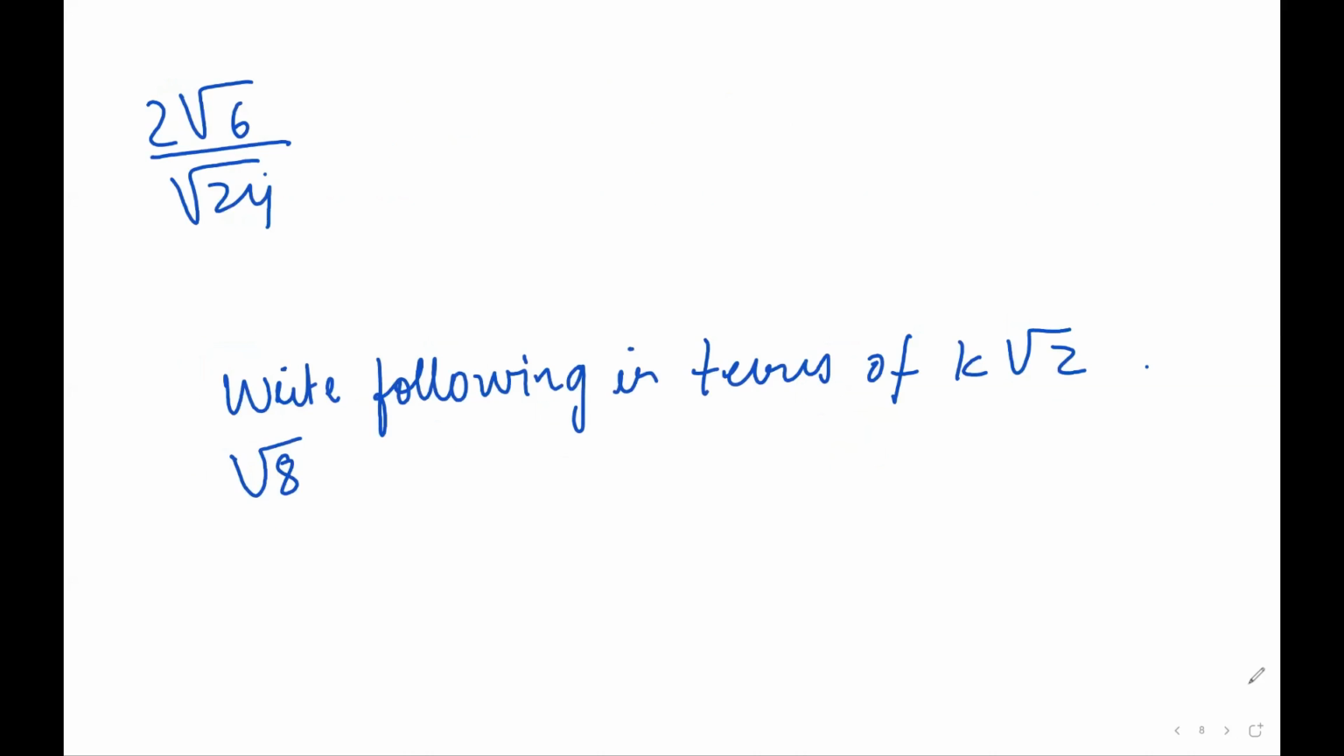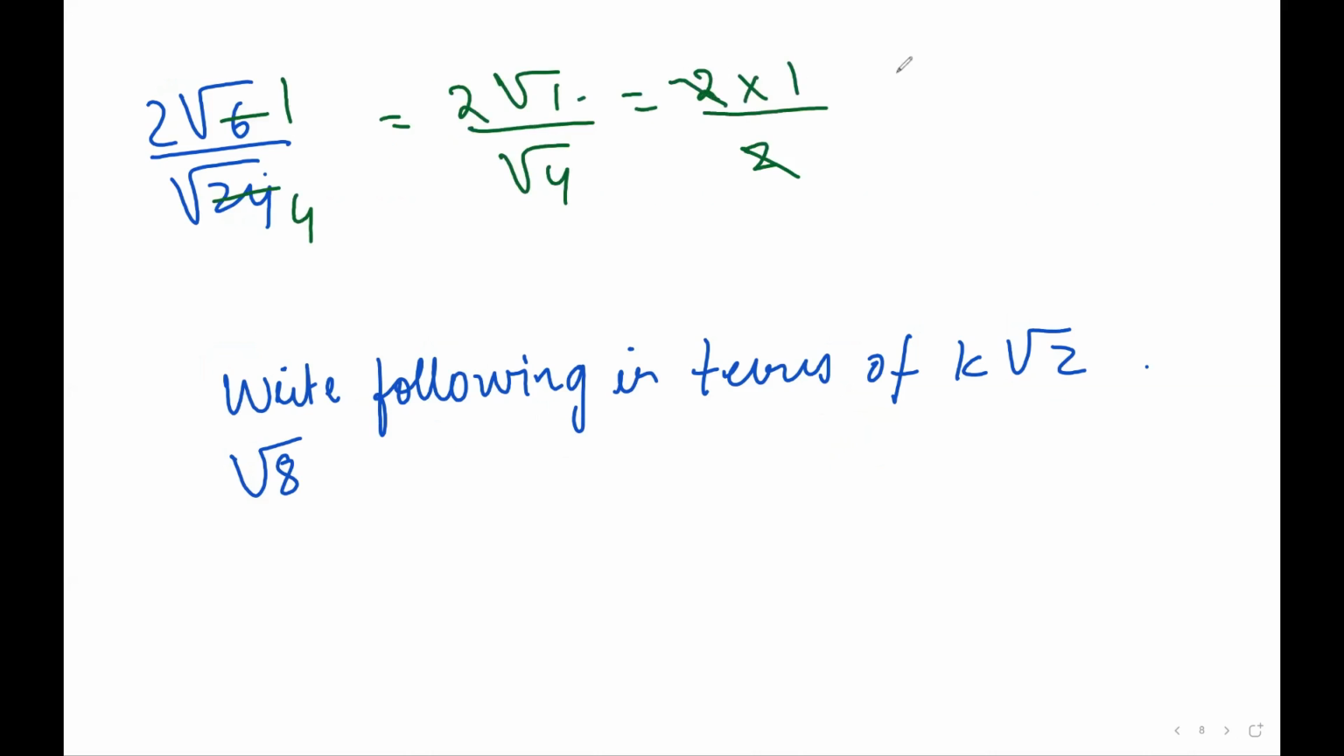Here also it is very simple. What will you be doing? You will first reduce this, 6 4s are 24. So 2 root 1, here root of 4. Root of 1 is 1, root of 4 is 2, 2 2 cut, answer is 1. Correct? Now write the following in terms of k root 2.